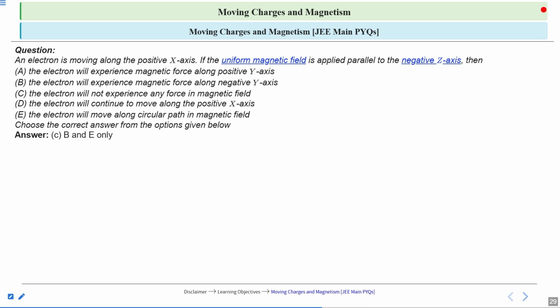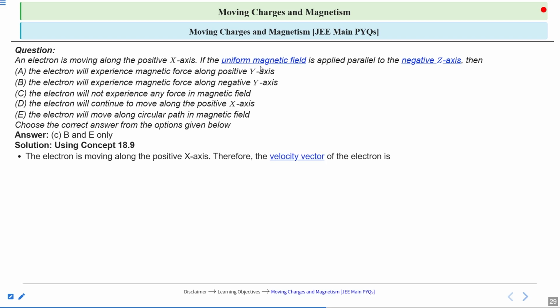The answer is C. The correct option is B and E only, so statements B and E are correct. Using concept 18.9, the electron is moving along the positive x-axis. Therefore the velocity vector of the electron is along the positive x-axis, which means the V vector is equal to V i cap.